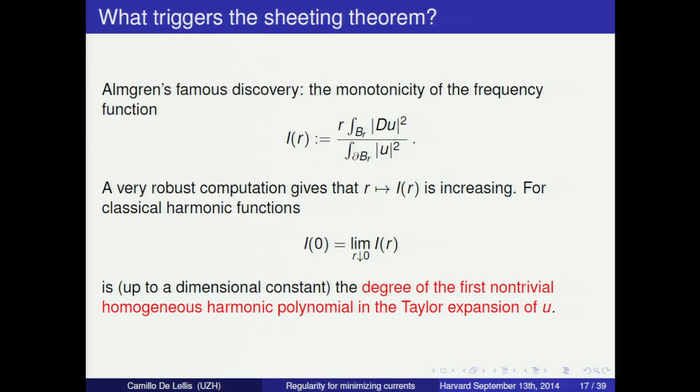In particular, it's bounded. Now, if you apply it to a classical harmonic function, you will discover a very beautiful thing. This quantity in the limit picks up a constant multiple. The constant will depend only on the dimension, of the degree of the first non-trivial harmonic polynomial in the Taylor expansion of the function. Okay? So it gives you the order of contact or the order of vanishing of a harmonic function, right? So a harmonic function is analytic, therefore it must have a finite order of contact with the constant 0. But what the order of contact is, is actually given by the limit of this quantity.